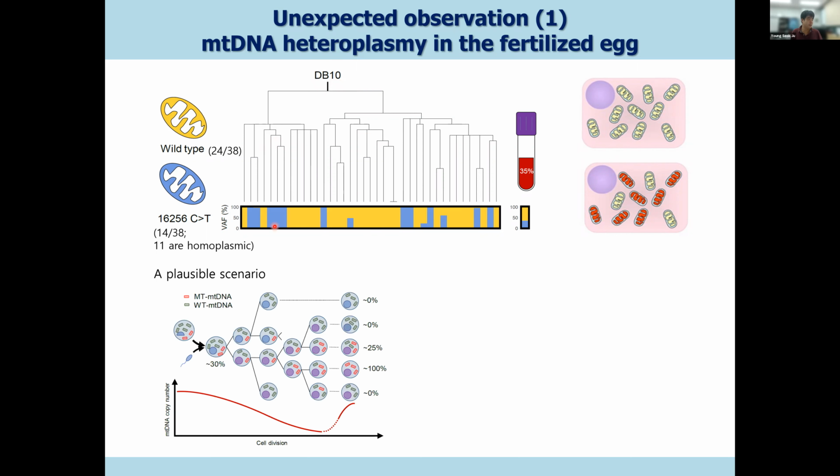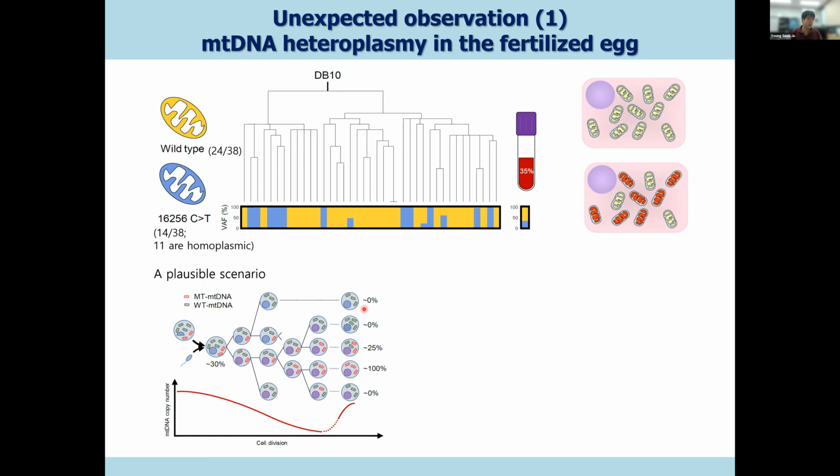And this is the plausible scenario. In the fertilized egg, there was heteroplasmy of the mitochondrial variant. And during embryogenesis, the mutation can be fixed in some lineages, and they will be found as homoplasmy in the clone whole genome sequencing of our experiments. Or in some lineages, the mutation can be purified somehow, and in those lineages, we will not find the mutation in the clone whole genome sequencing.